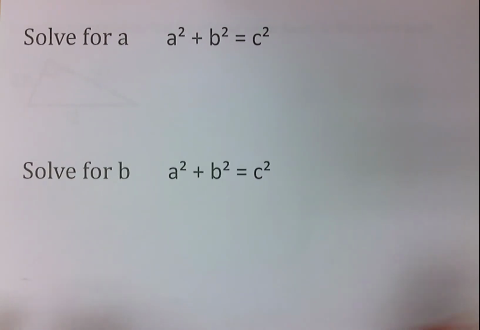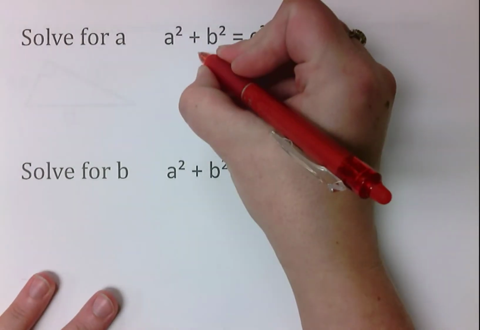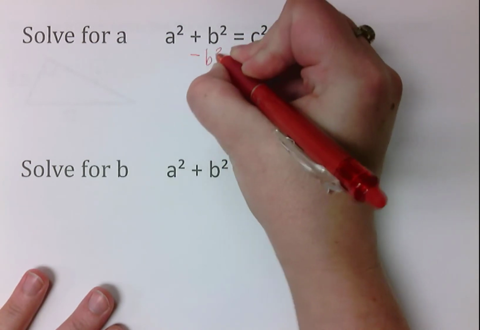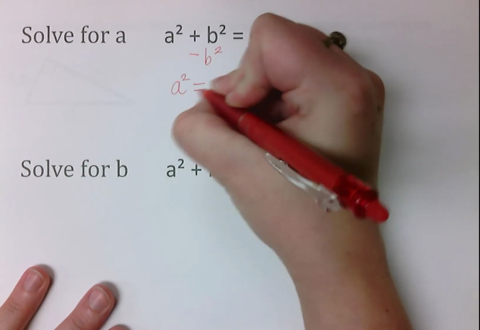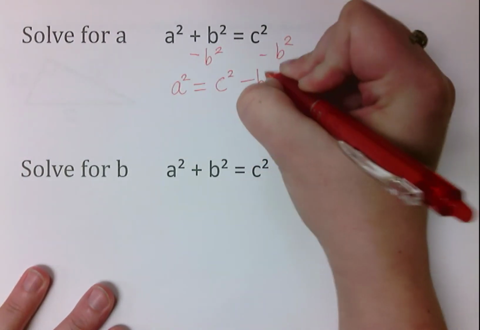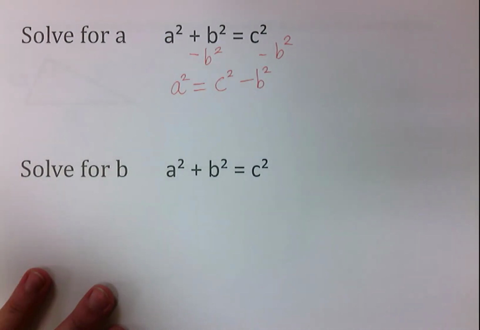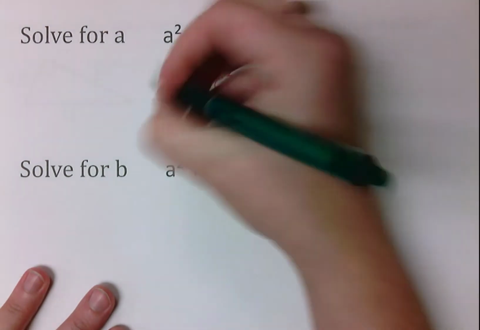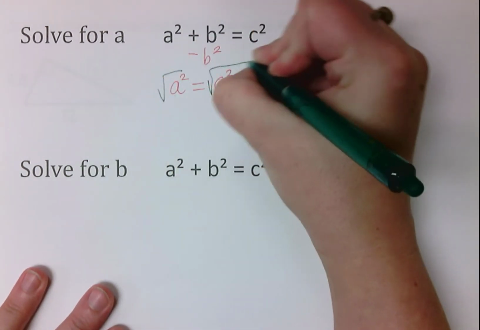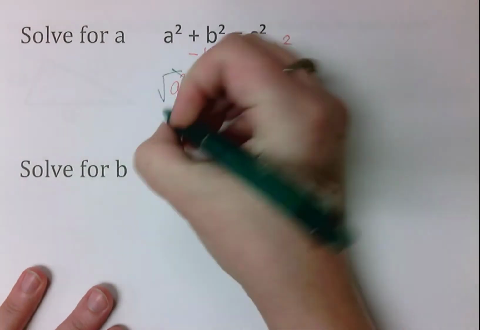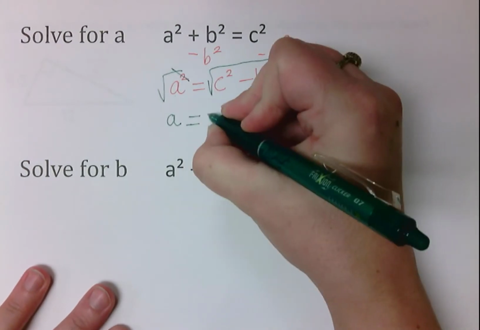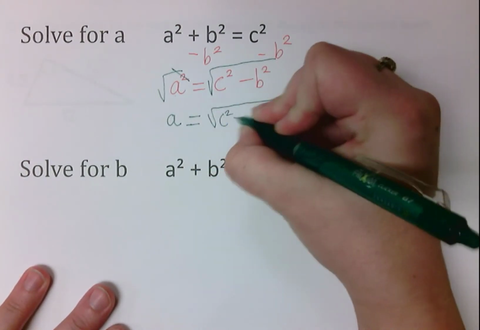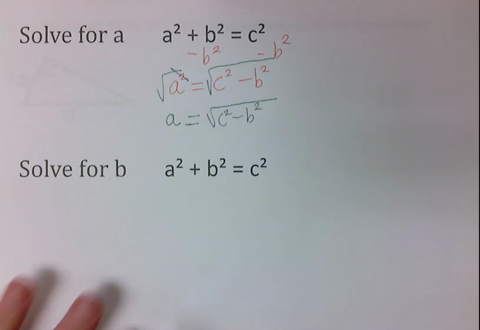All right, so I'm going to solve this for both A and B. So we're going to start with solving for A. So the first thing I would do is subtract B squared on both sides. So I get A squared is equal to C squared minus B squared. Now, A is not by itself, so I have to take the square root, because I want to get rid of that squared on the A. I want just A. And the opposite of a square is a square root. So we get the square root of C squared minus B squared is equal to our A.